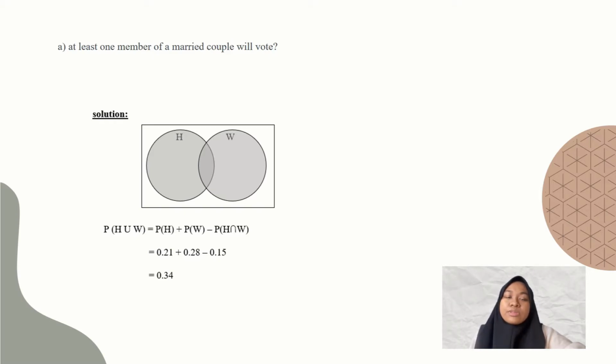We need to find the probability of H union W using the additive rule applied to the union of events. The formula: probability of H union W equal to probability of event H plus probability of event W minus probability of the intersection of H and W. So we calculate 0.21 plus 0.28 minus 0.15 and we get 0.34.